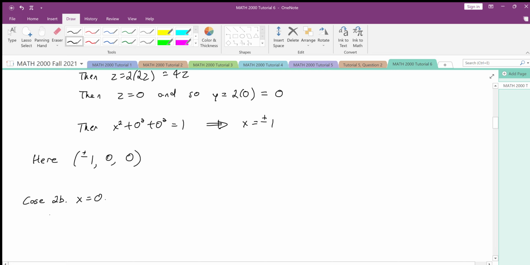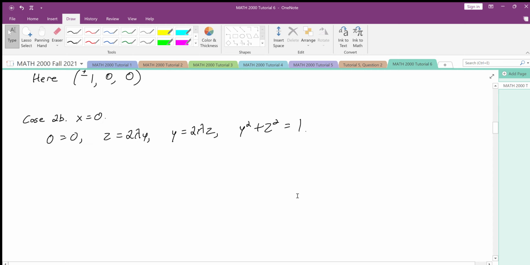So again, we have 0 equals 0. We will have z equals 2 lambda y, y is equal to 2 lambda z, and we will have x squared plus y squared plus z squared equal to 1. And again, we will look at the second and third equations.